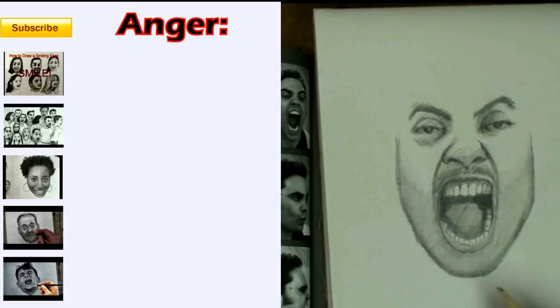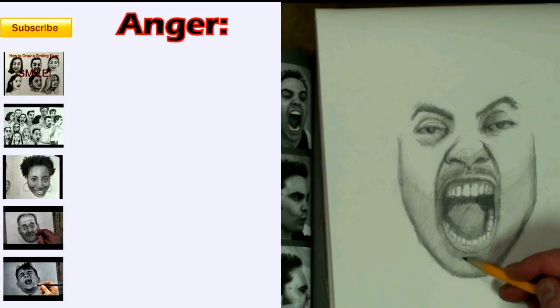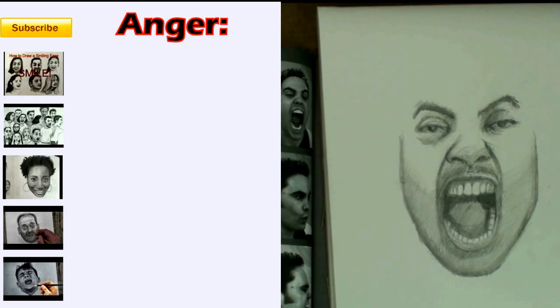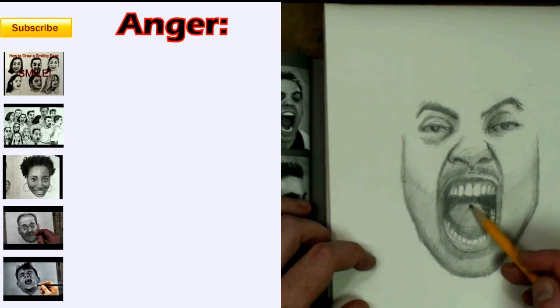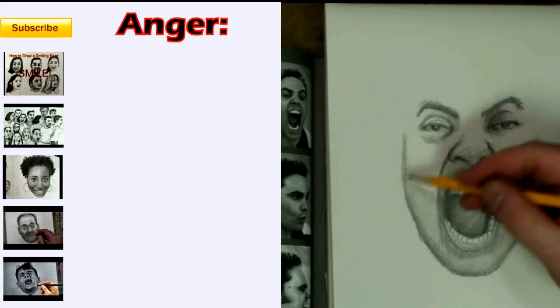So let's start out by looking at the chin. I'm going to point that out because the mouth is wide open, and you have to think: the skin on the bottom of the chin is going to be really taut. It's going to be really tight.